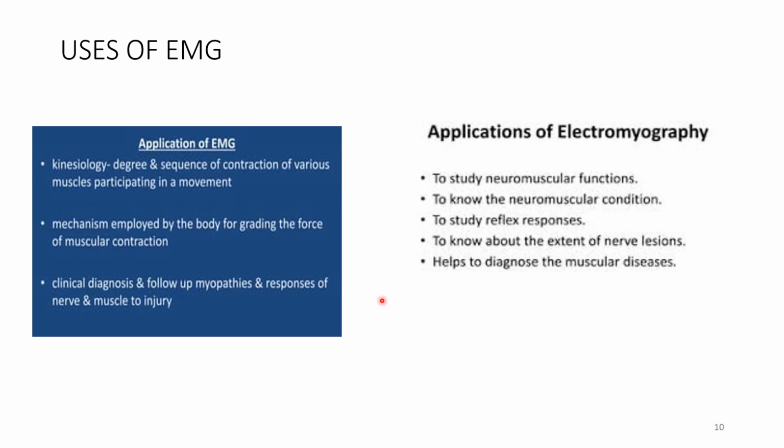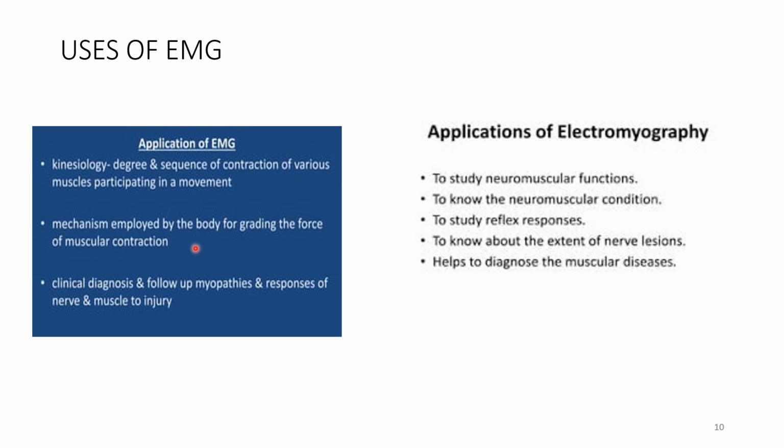What are the uses of electromyography? What is kinesiology? It means movement of the person. So in kinesiology it is very helpful. That is, the degree and sequence of contraction of various muscles which participate in a movement we can detect by EMG. So for example, a movement is occurring: which muscle is contracted to how much degree, and the sequence of muscle contraction, is also elicited by EMG. And the mechanism employed by the body for grading the force of muscular contraction is also known by EMG.